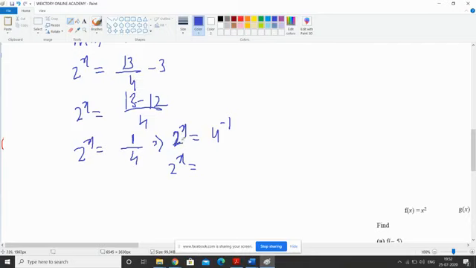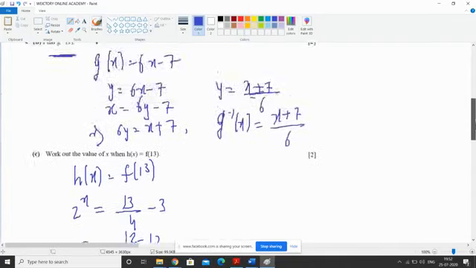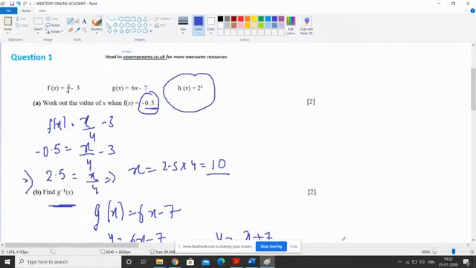As the base is 2, we need to make the base 2 here. As the base 4 is there, we need to make it base 2. So 4 can be written as 2 squared. So now you can write 2 to the power x is equal to 2 to the power minus 2, which gives x is equal to minus 2. That's the answer. It's very simple. Okay, now let's move to another question.